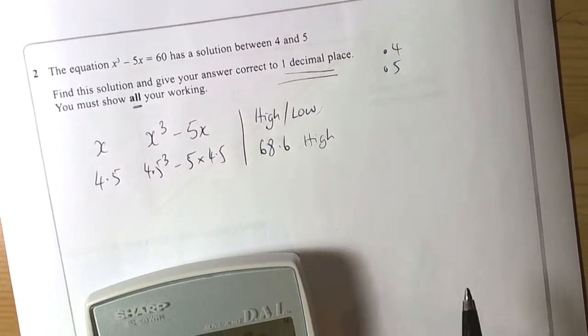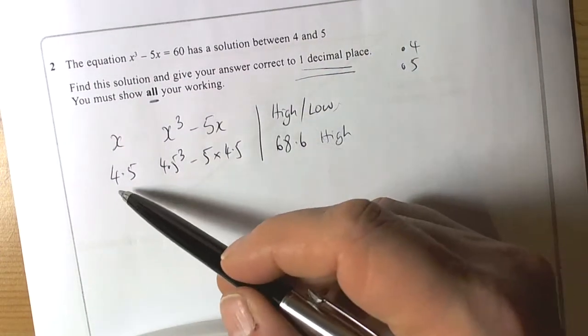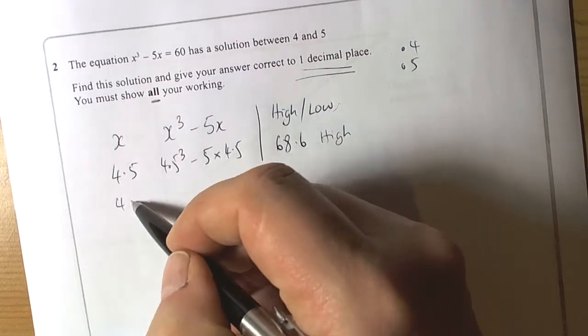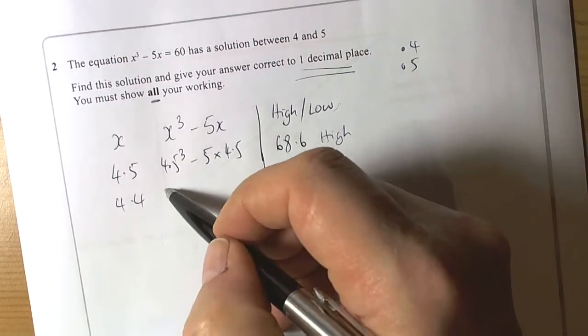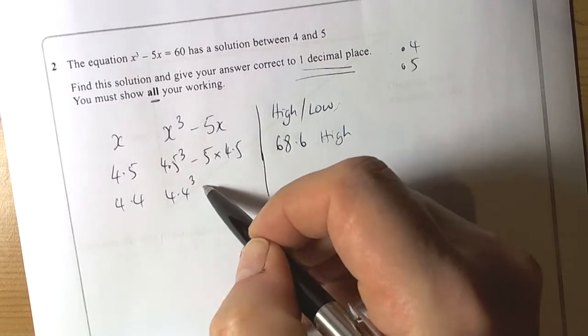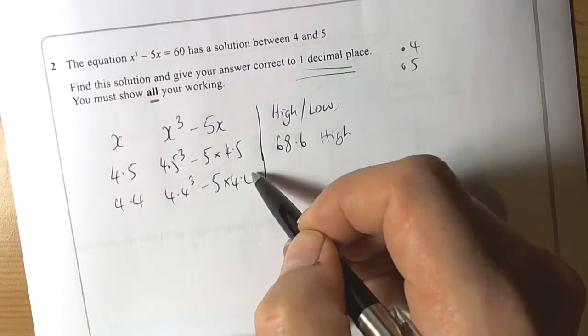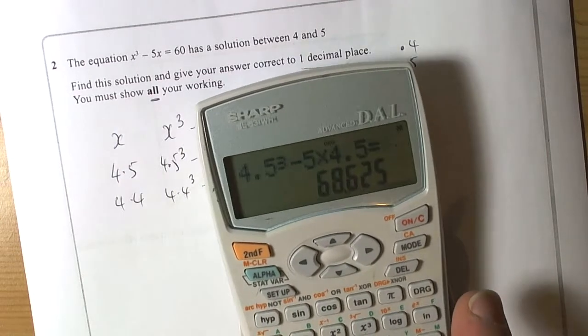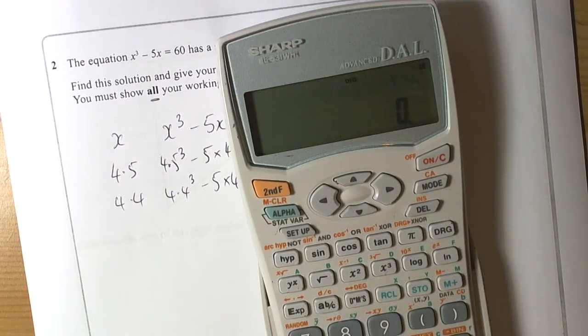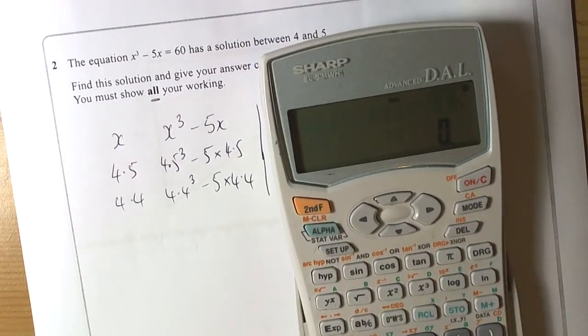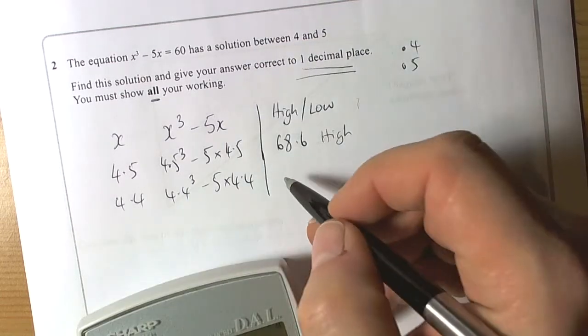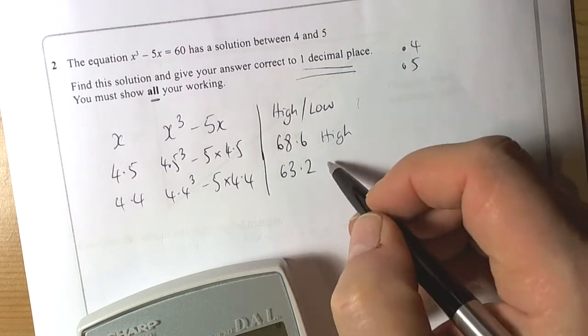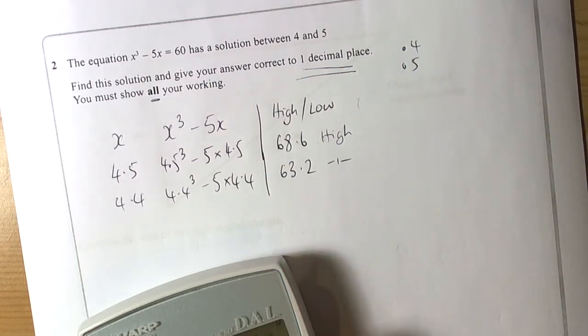So that's telling us that we need to be trying something slightly smaller than 4.5. So the next logical thing to do is go down to 4.4. So we're going to do 4.4 cubed, take away 5 lots of 4.4, and again we're going to use our calculators, and this time I'll use the power key to just show you how it works. So we've got 4.4 to the power of 3, take away 5 times 4.4, and that gives us an answer of 63.2. Again, that's too high.